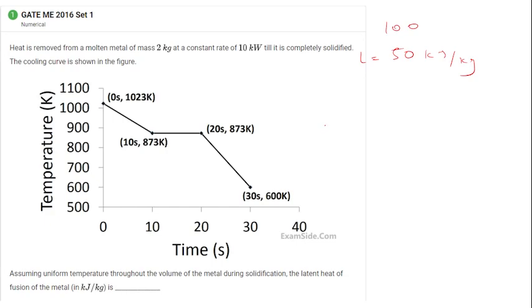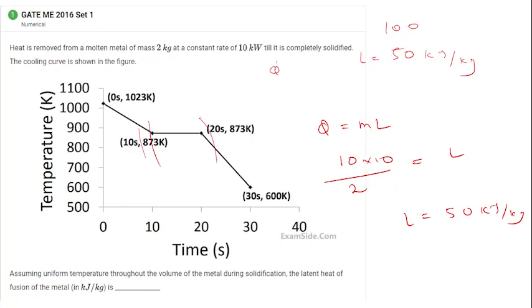So, do you have any doubt in this question? No ma'am. Your Q is given as, dot is given as 10. What is happening over here, you have to consider only this area to calculate your latent heat of fusion.